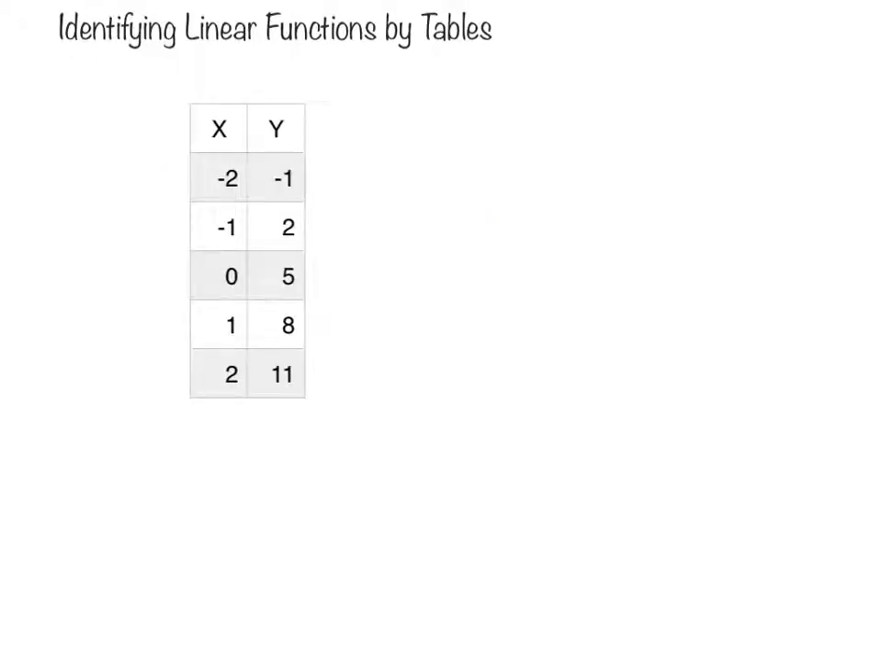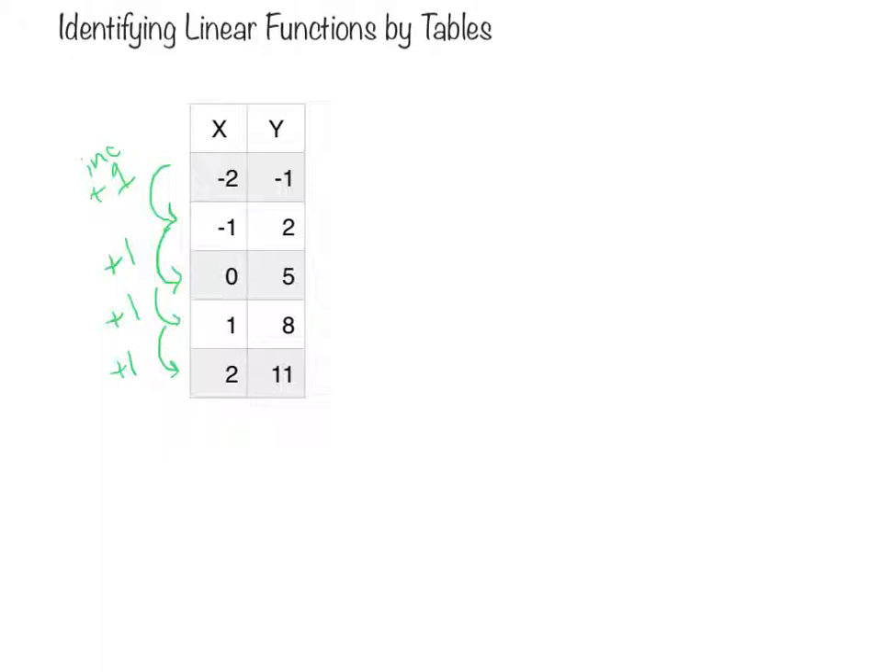Okay, I look at the x's. I notice from -2 to -1, I'm increasing, and I'm increasing by 1 unit. Then I look from -1 to 0, I'm increasing again, and I'm increasing by 1 unit. 0 to 1, I increase by 1 unit, and 1 to 2, I also increase by 1 unit. So the x values so far have a constant change of 1 unit.